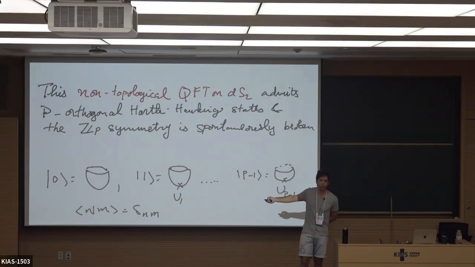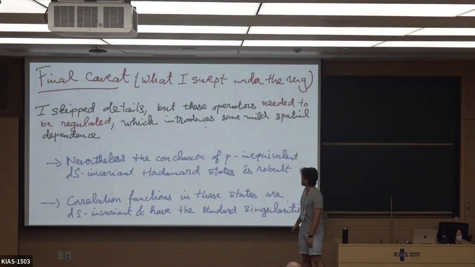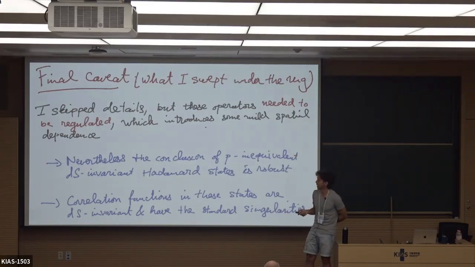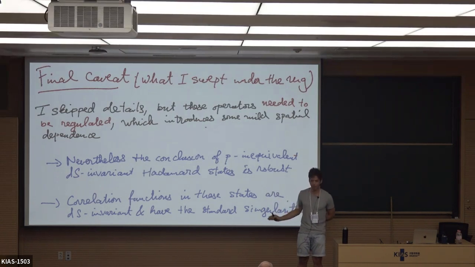So yeah, but we can compute local operator expectation values in these states, also to any order and fully non-perturbatively. What we've shown is that in this model, which has a ZP global symmetry, the ZP global symmetry is spontaneously broken. There are P inequivalent, de Sitter invariant, Hadamard, Hartle-Hawking states, and it's a robust fact about this theory.